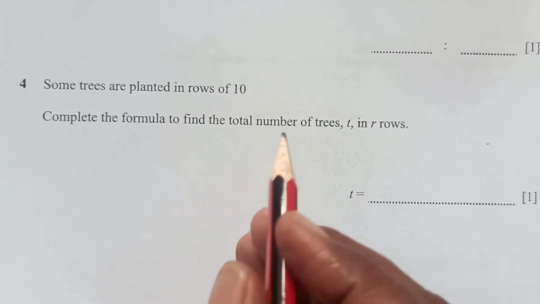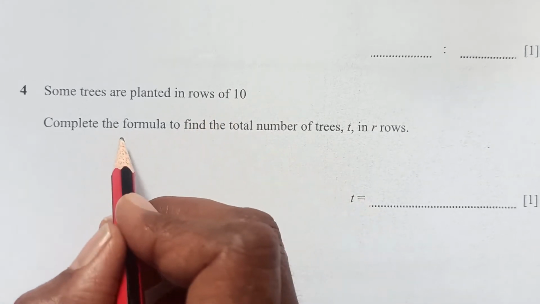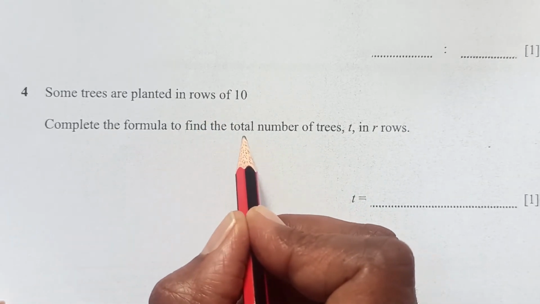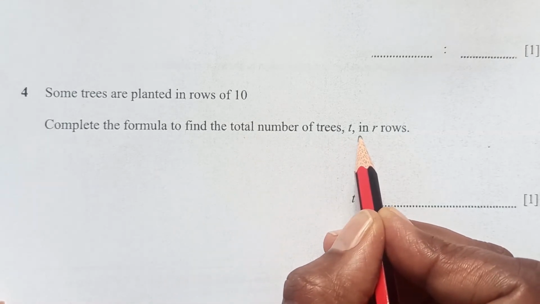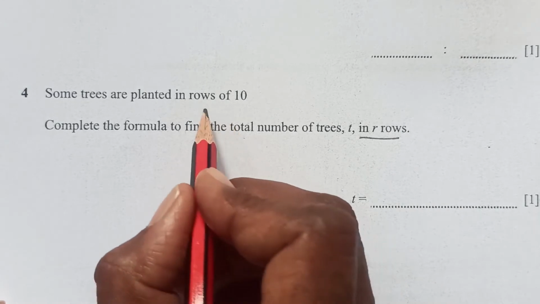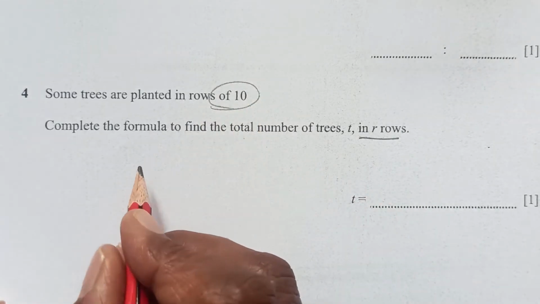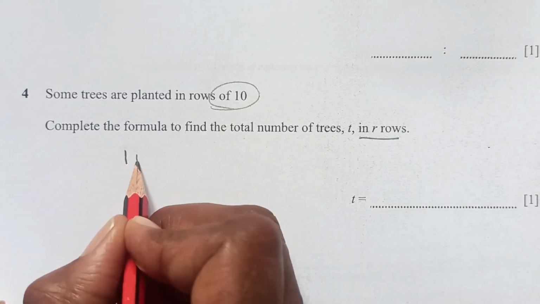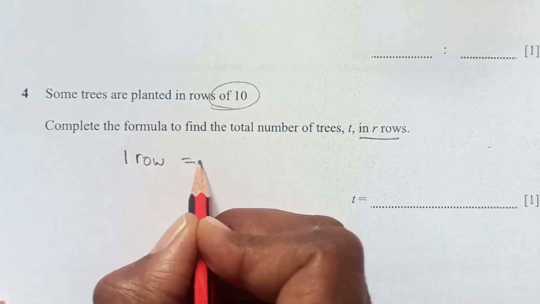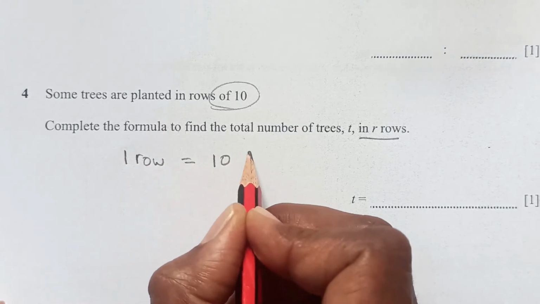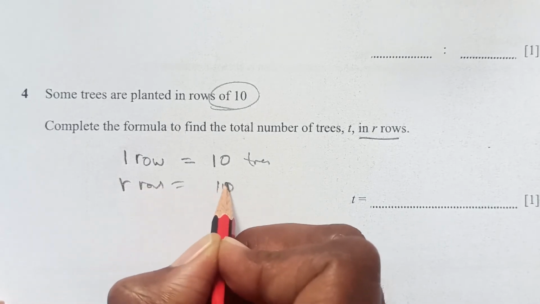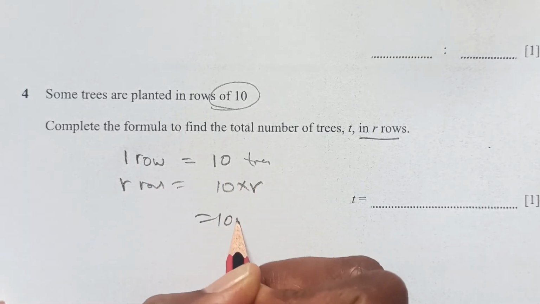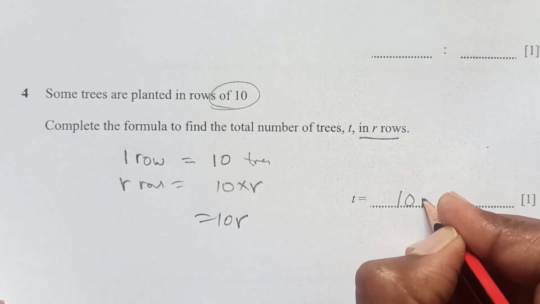Right, so I can see another question down here. Some trees are planted in rows of 10. Complete the formula to find the total number of trees T in R rows. In one row there are 10 trees planted, right? In R rows, how many will it be? 10 times R. So that is 10R.